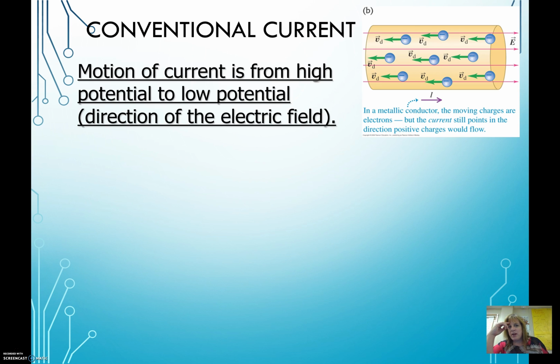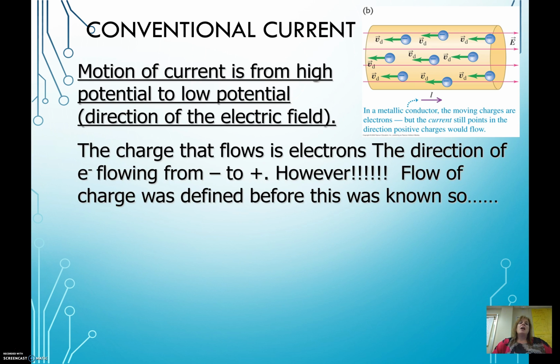Well, that's a problem, right? Because the only things that move in the direction of the electric field are positive charges, and the things that are moving are negative charges. So we know that electrons are really flowing from low potential to high potential, not from high to low. However, like I said, this was defined before we started calling electrons the negative charge, which is unfortunate. Too bad we didn't call them the positive charge, then life would be good.